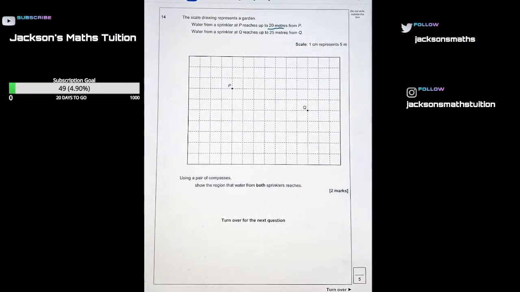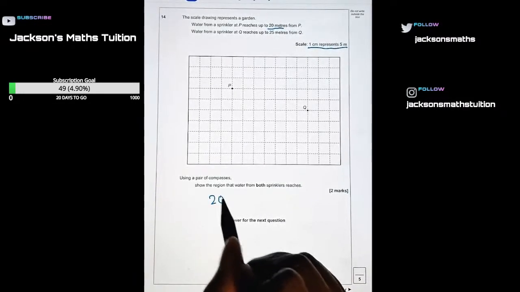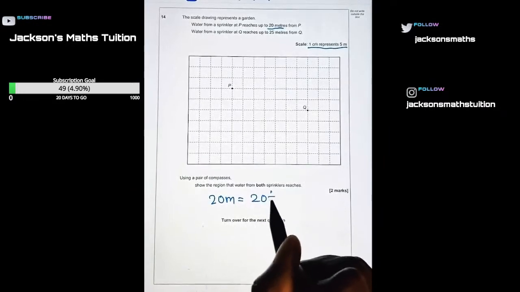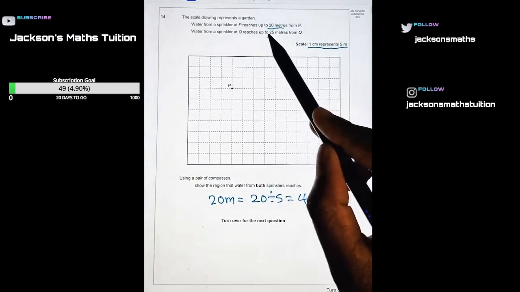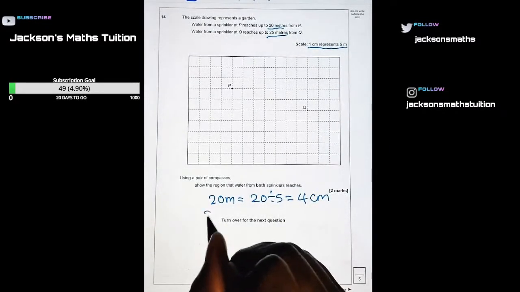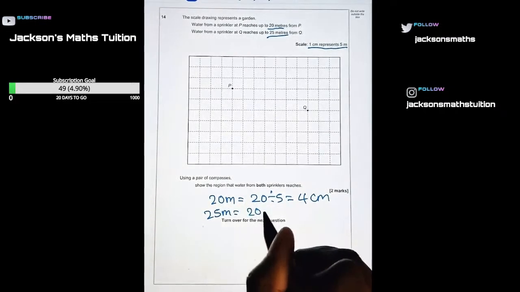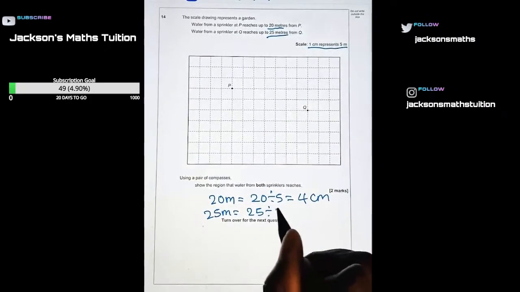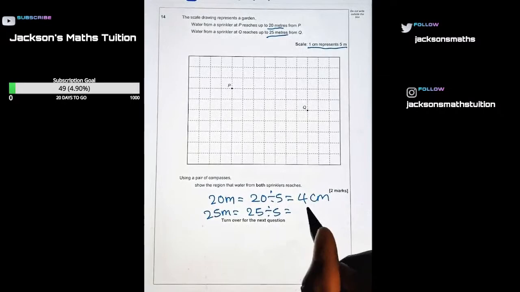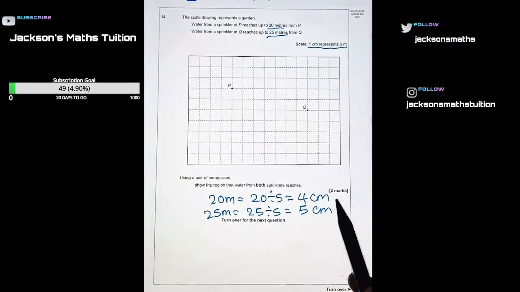Now, we're going to use the scale given and convert that into centimeters. Okay? Because in your exam, you're going to use your ruler and you're going to need to use the centimeters on the ruler. So let's convert 20 meters to centimeters. So 20 meters, you're going to do 20 divided by 5, which is 4 centimeters. And this 25 meters, let's convert that to centimeters. So your 25 meters, just 25 divided by 5, which is 5. So these are the two measurements that you'll be using.